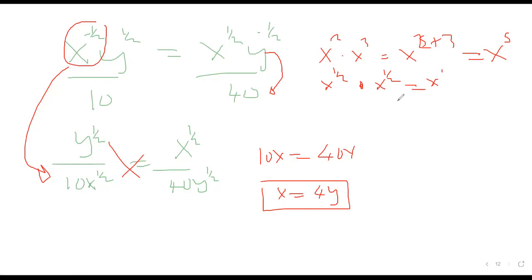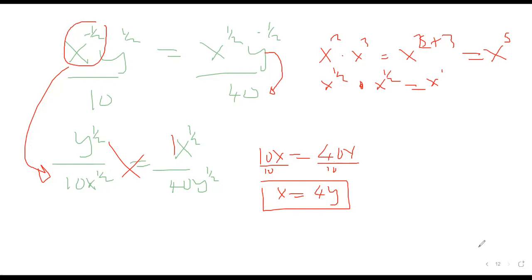Yes, so if I get you clearly, when we are deriving at this point, we have to use the rules of indices for us to arrive at these numbers. Yes. So here I'm cross multiplying: 10x to the half times 1 x to the half is 10x. 1y to the half times 40y to the half is 40y. Then divide both sides by 10. So x is equal to 4y.